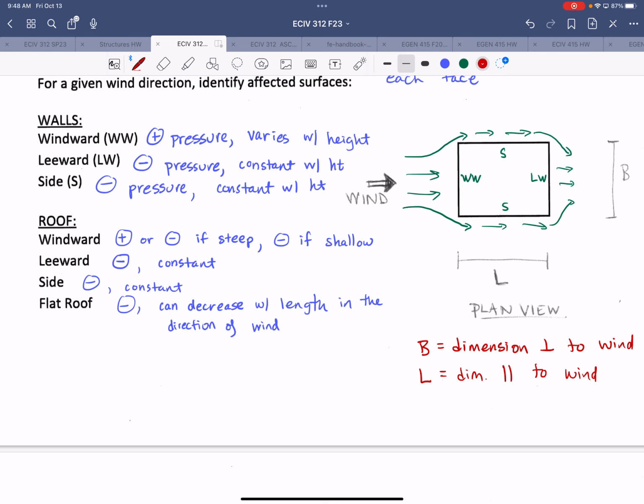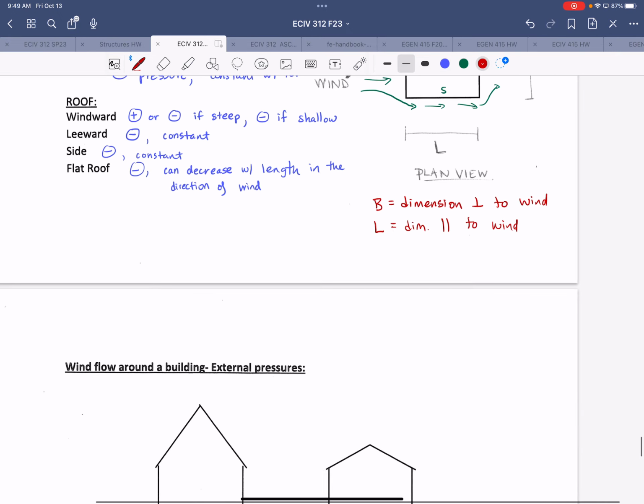Good question. Others? Yes? By shallow, do you just mean less slope of roof? Yeah, the exact cutoff is 10 degrees. And I think we look at that on the next page. Any other questions?